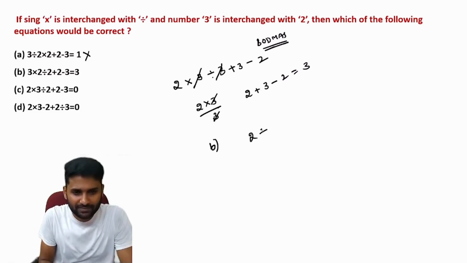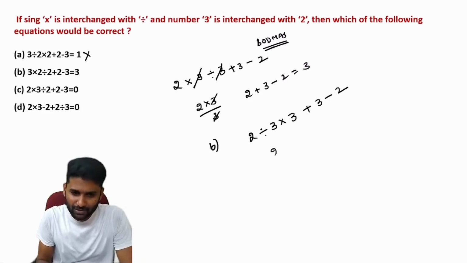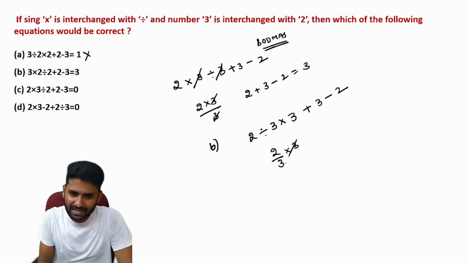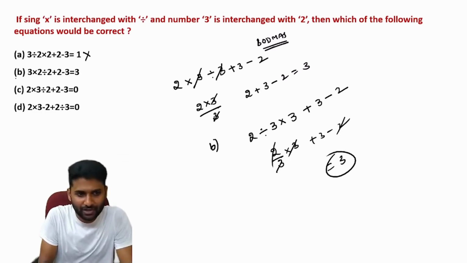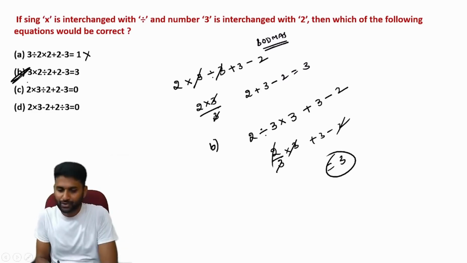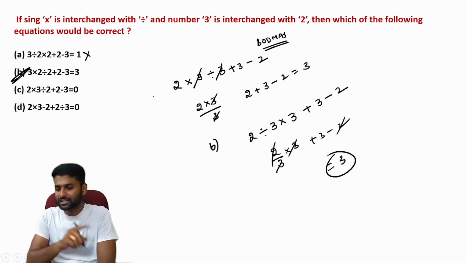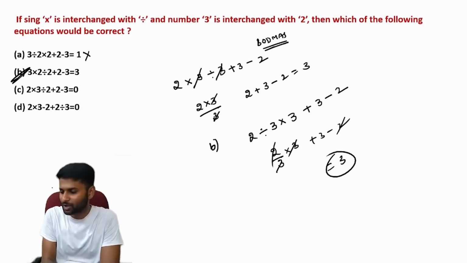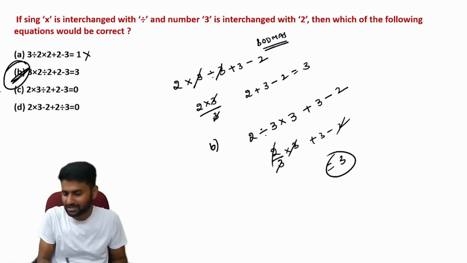2 divided by 3 into 3. So plus 3 minus 2. So 2 divided by 3 into 3. 2 divided by 3 and into 3, so just cancel. 2 plus 3 minus 2. 2 cancel, then the value becomes 3. Guys, sorry, B is the correct answer. You should replace properly, guys. Multiplication should be replaced with a division and 3 should be replaced with a 2. Then only you will get the perfect option. So B is the suitable answer.